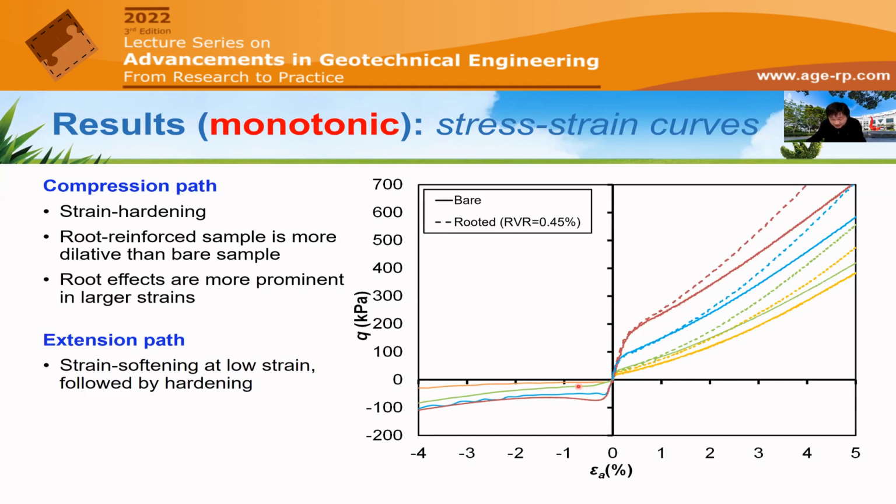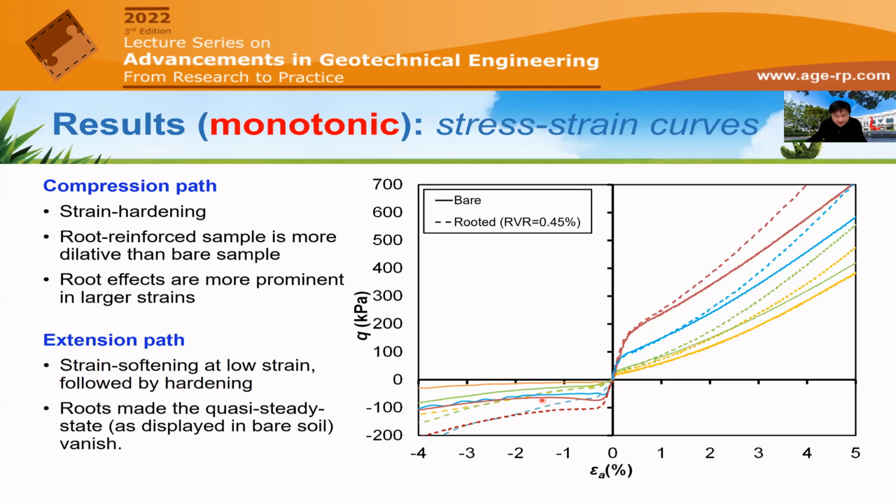Now if you look at the stress behavior in the extension path, again, the solid lines represent the extension behavior for the bare soil. And if you compare the responses from the rooted soil, you see the dotted lines again. The root effect is much more significant. Compared to the bare soil, the hardening behavior disappears. You see some sort of quasi-steady state after reaching a peak. That is a different behavior from what you observe from the bare soil.